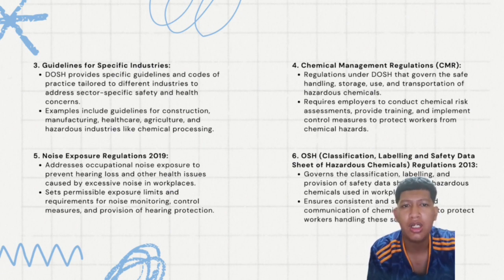Sixth, OSH Classification, Labelling, Safety Data Sheet of Hazardous Chemicals Regulation 2013. Govern the classification, labelling, and provision of safety data sheets for hazardous chemicals used in the workplace. Ensure consistent and standardized communication of chemical hazards to protect workers handling substances.